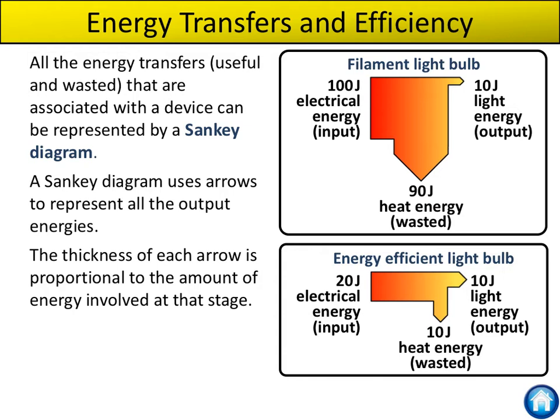If we look beneath this one, we can see what an energy efficient light bulb is like, and we get 20 joules of energy going in, 10 joules is converted into useful output, and 10 joules is wasted as heat energy. So with that one, we can see that it has an efficiency of 10 divided by 20, which gives us 0.5, or if you want to turn that into a percentage, times by 100, we get 50% efficient there.